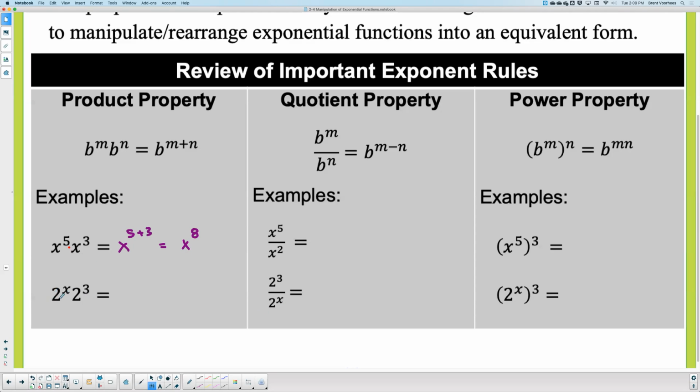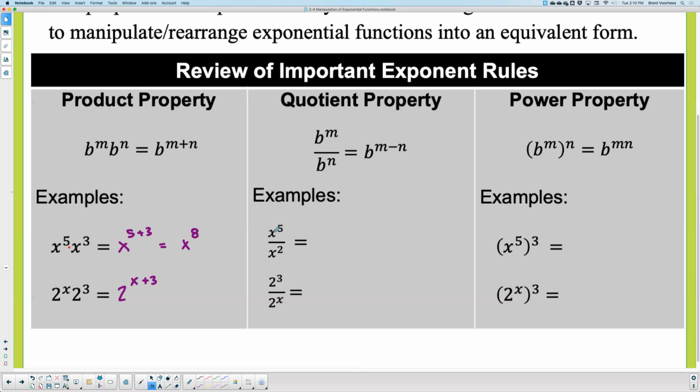Or here, this is 2 times itself an unknown amount of times, times 2 times itself 3 times. How could we rewrite that? x plus 3. Whatever unknown amount we have here, just add 3 more 2's to that unknown amount and you'll have your value. So x plus 3. That's the product property.